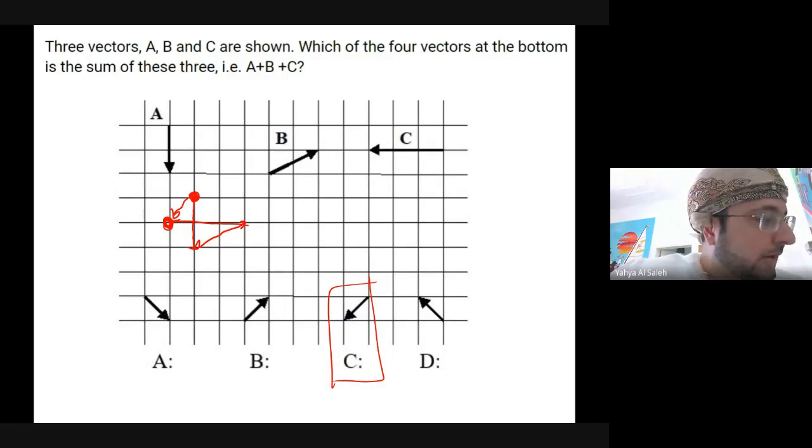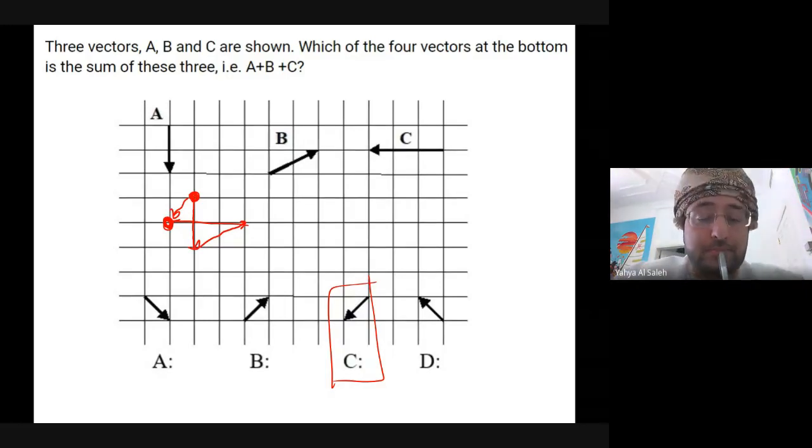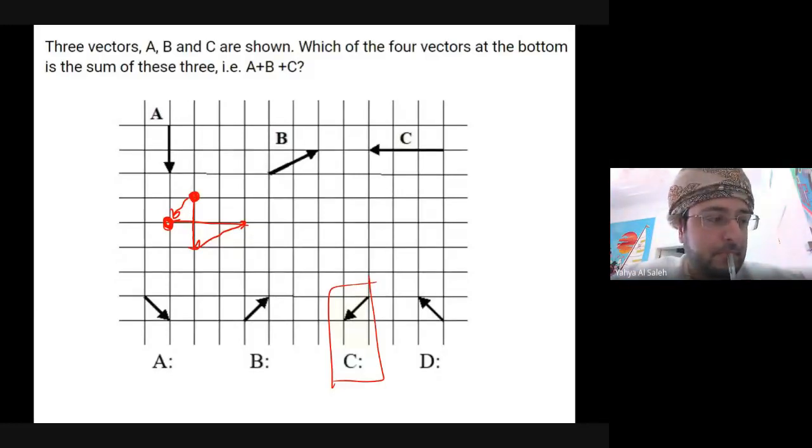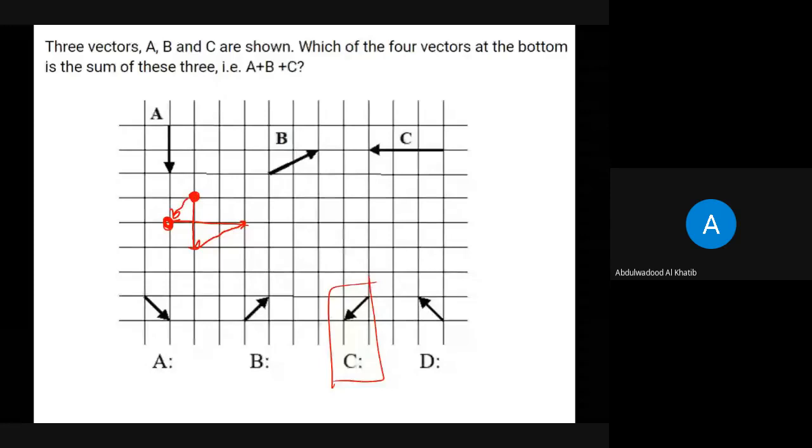You can do it in any order. Remember, we said it's associative. Let's try a different order. I will do... Now when we drew this, I got a triangle, but we don't know exactly how long it is, in number of squares.